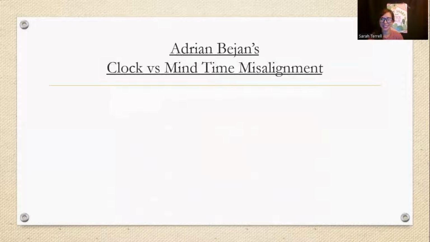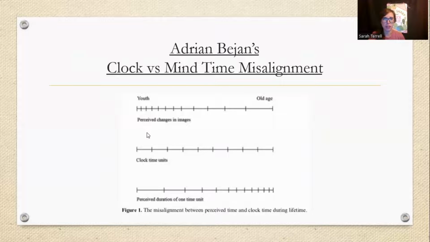So the next thing we're going to look into is Adrian Bejan's clock versus mind time misalignment chart. I apologize if I'm not pronouncing your name correctly, but this man is a physicist and mechanical engineer who has spent a great deal of his time researching why our perception of time is changing and what can be done to stop that progression. So please feel free to research him on the internet. I'm sure you'll get a much more in-depth analysis than what I'm going to give here, but I think this chart goes well with what we're discussing today.